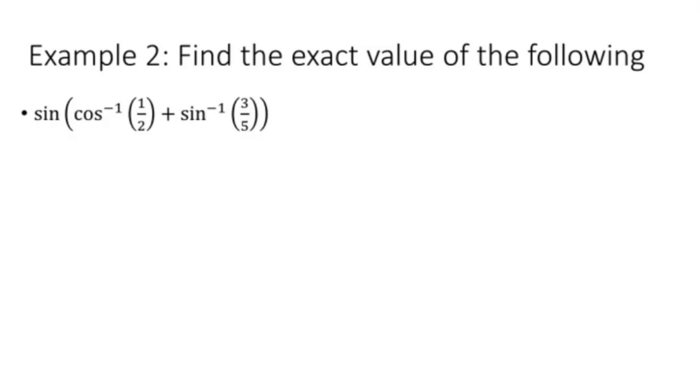Now we're going to find the exact value of the following. Sine of cosine inverse of 1/2 plus sine inverse of 3 over 5. Here, our input is two inverse trig functions. And notice how they're being added together inside a sine. In order to try to simplify this further, we should apply the sum formula for sine.